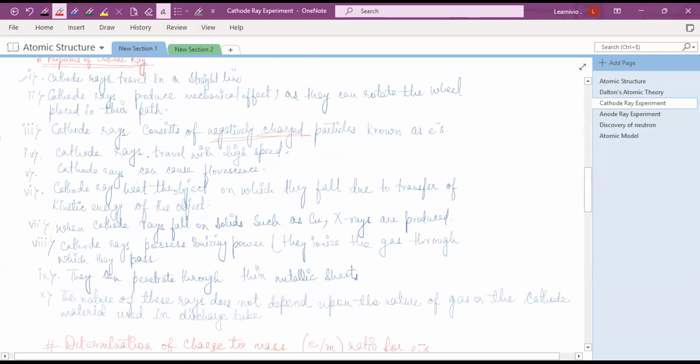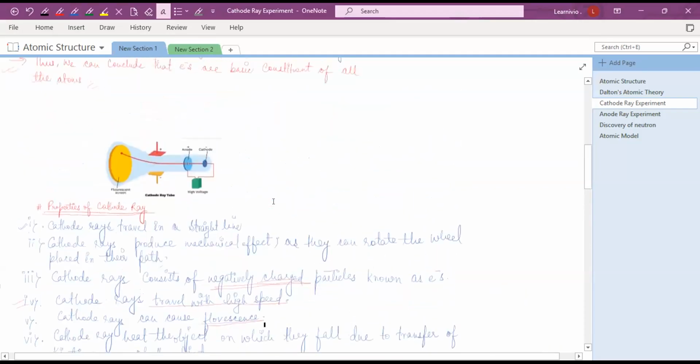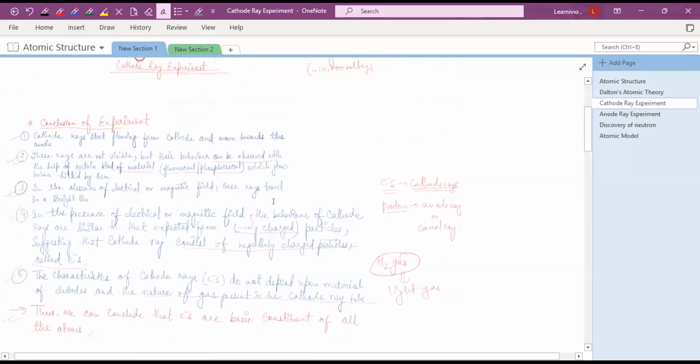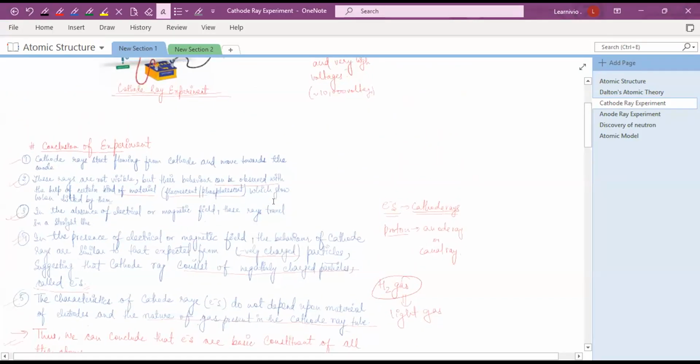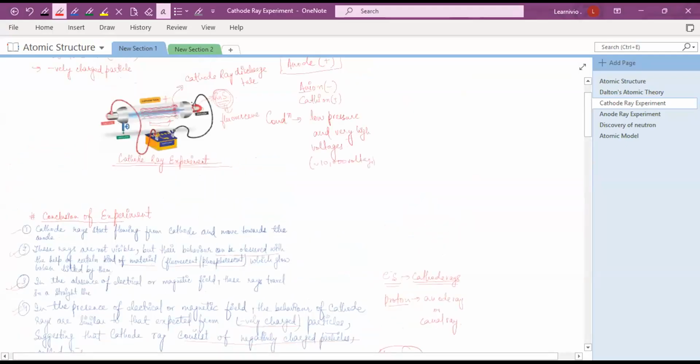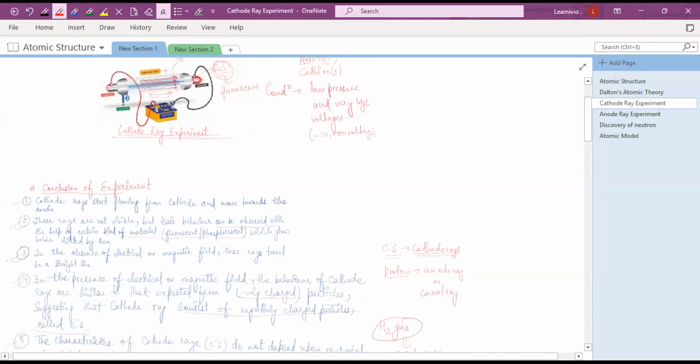Cathode rays travel with a high speed, right? Cathode ray can cause fluorescence. As you can see, the scientist has used the zinc sulfide coating, which is a fluorescent material. So cathode ray produces fluorescence. You can observe a bright colored light when the cathode ray strikes that surface, that zinc sulfide surface.